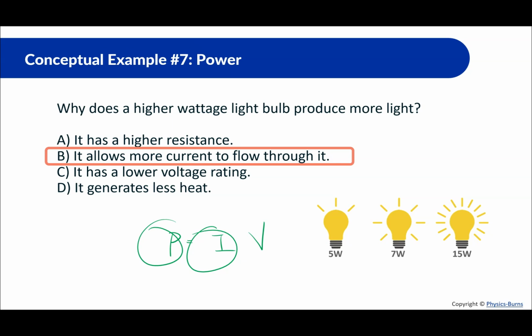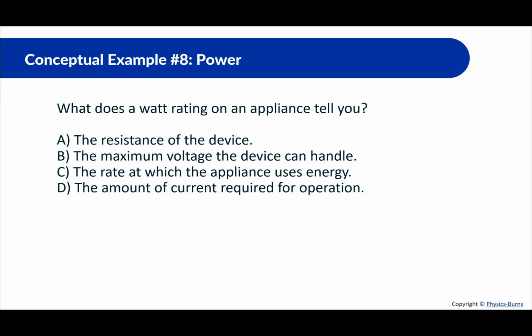Okay. Moving on. What does a watt rating on an appliance tell you? A, the resistance of the device. B, the maximum voltage the device can handle. C, the rate at which the appliance uses energy. D, the amount of current required for operation. So remember, the watt is a unit of power, and power is all about how much energy you use over a period of time. So it's going to be the rate at which the appliance uses energy. That's the definition of power, how much energy something uses in a given period of time.